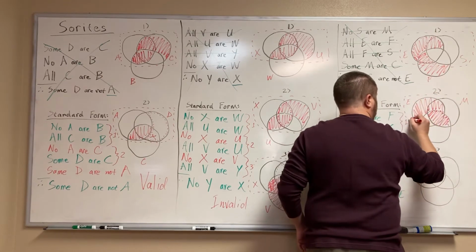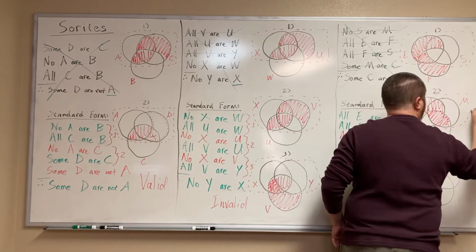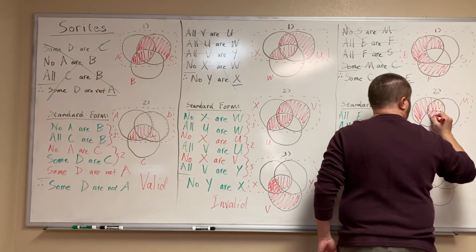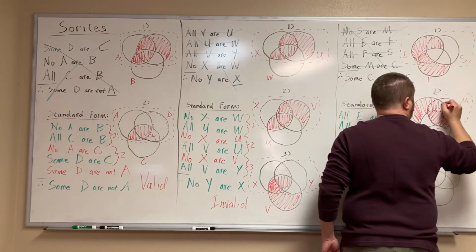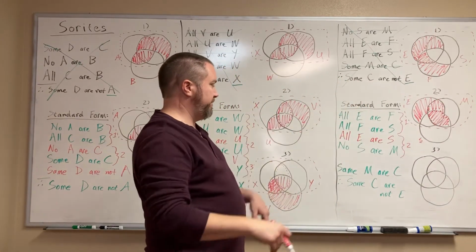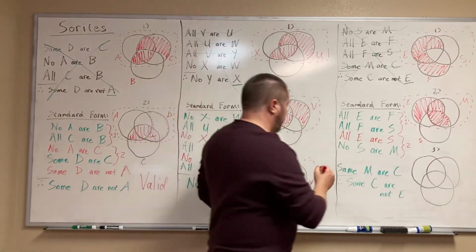Look at the top two circles. And one of those 3 spaces is shaded out, and that's the football in the middle. So there's no crossover between E and M. That's no E are M.